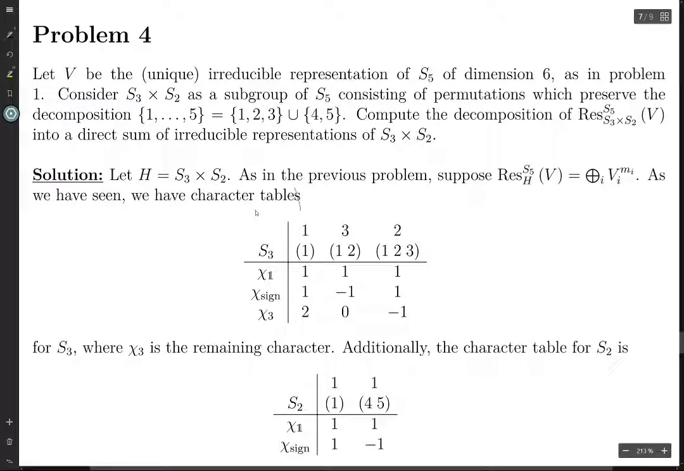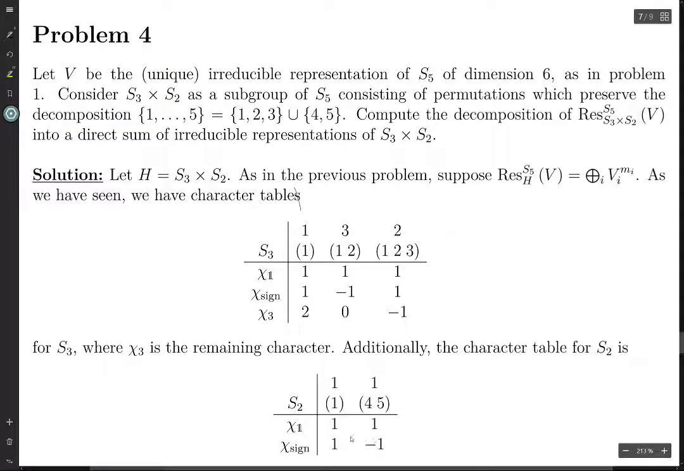Let's see, I did not do good grammar in this part. So we have this character table for S3 and this character table for S2. The one for S2, we know that for any permutation group we have the trivial one and the sign one.